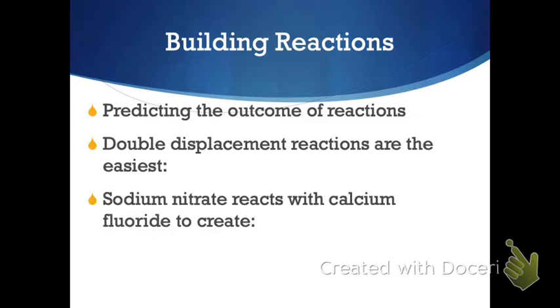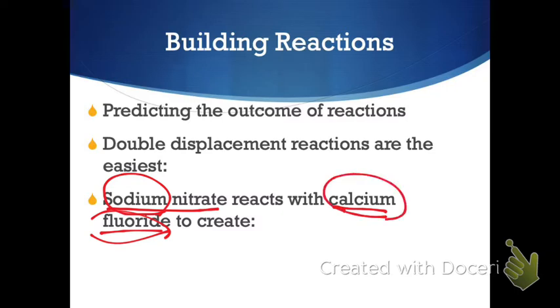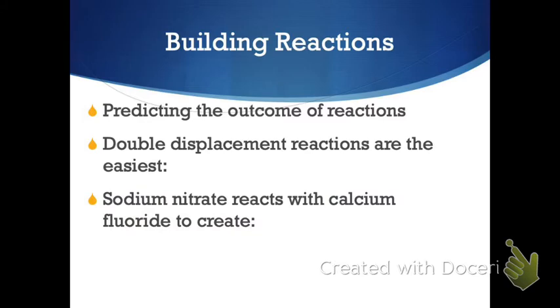So we're going to just start with one here. It says sodium nitrate reacts with calcium fluoride to create what? Let's just say it in words first, and then we'll start putting them into their chemical formulas. So if I'm going to predict that sodium nitrate reacts with calcium fluoride, what do you think our products might be? What would the first one be? Sodium fluoride would be the first one, and my second one would be calcium nitrate, right? But let's go ahead and write them out just so that we have an idea.